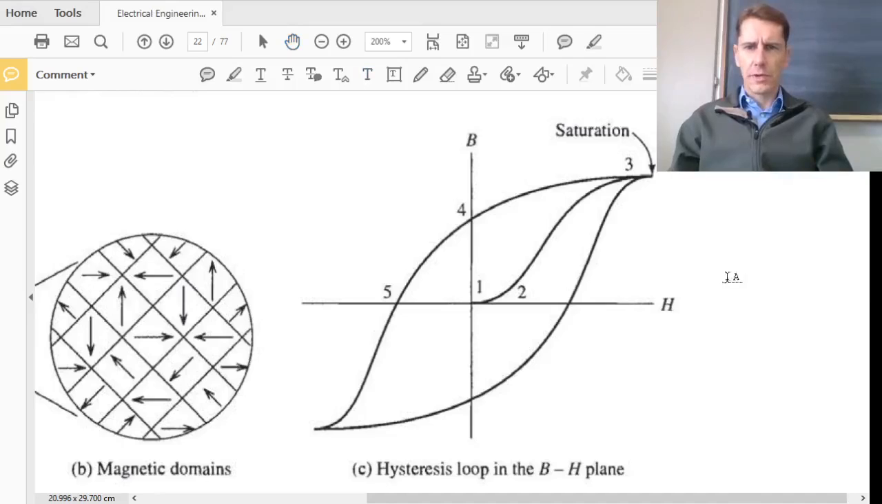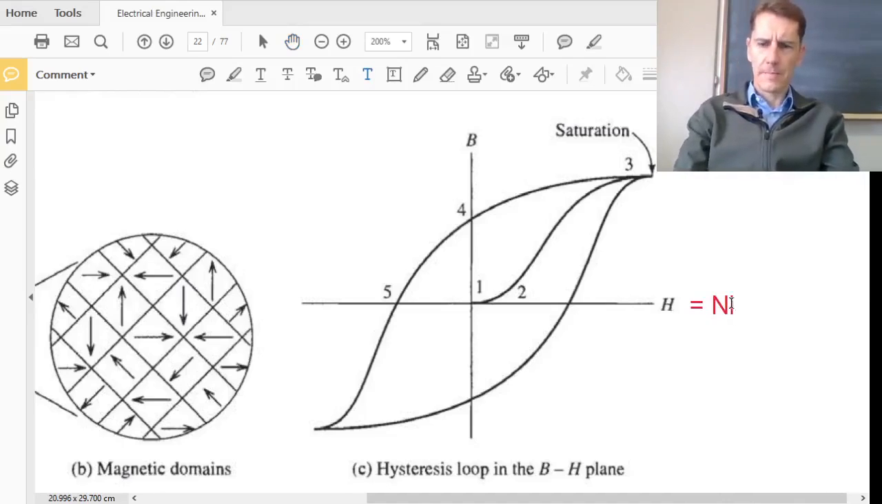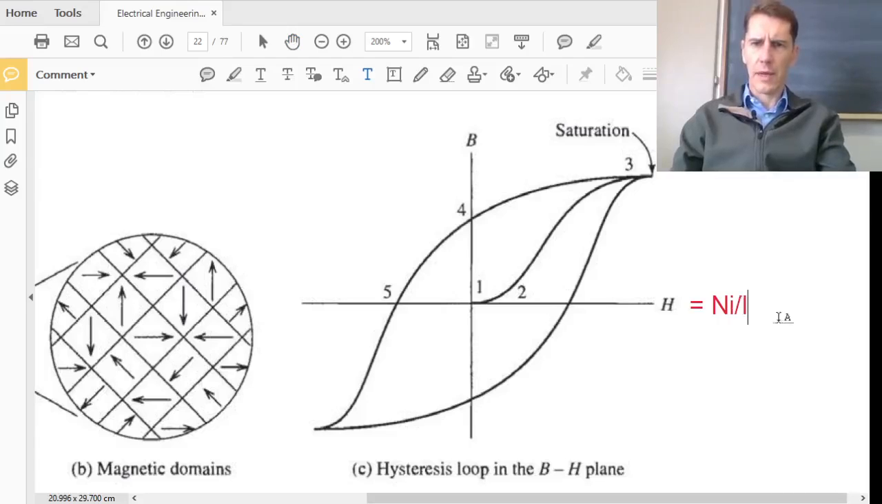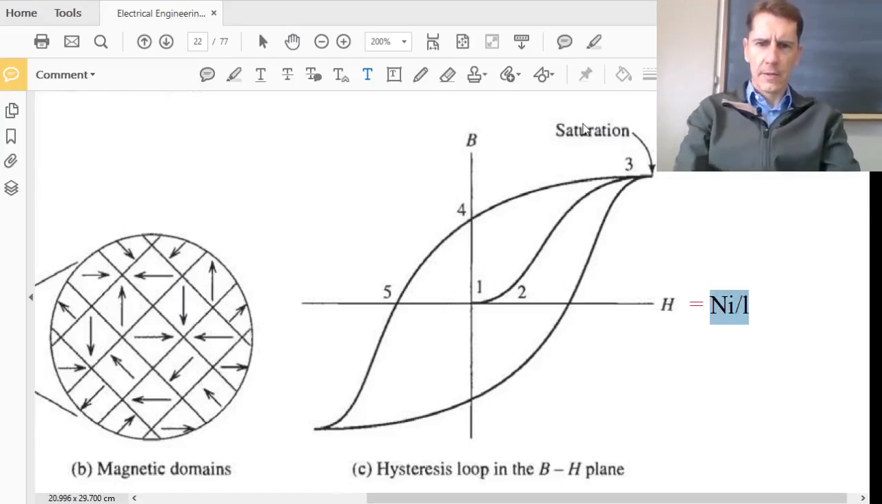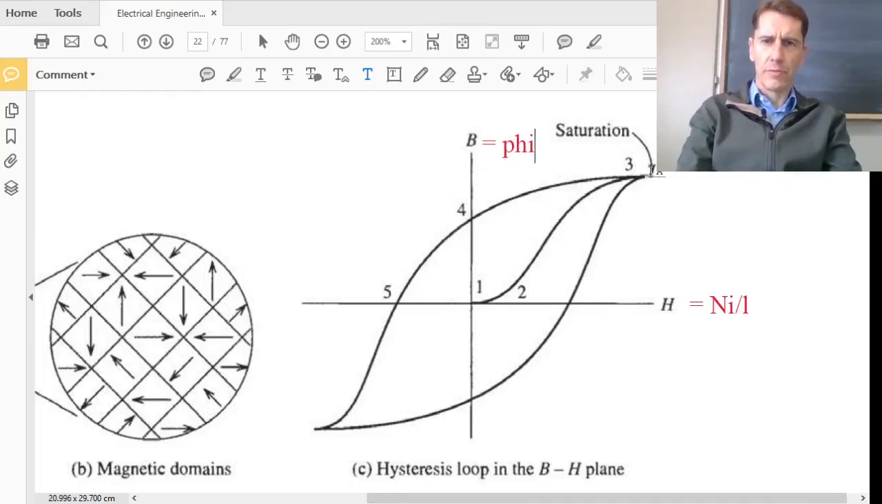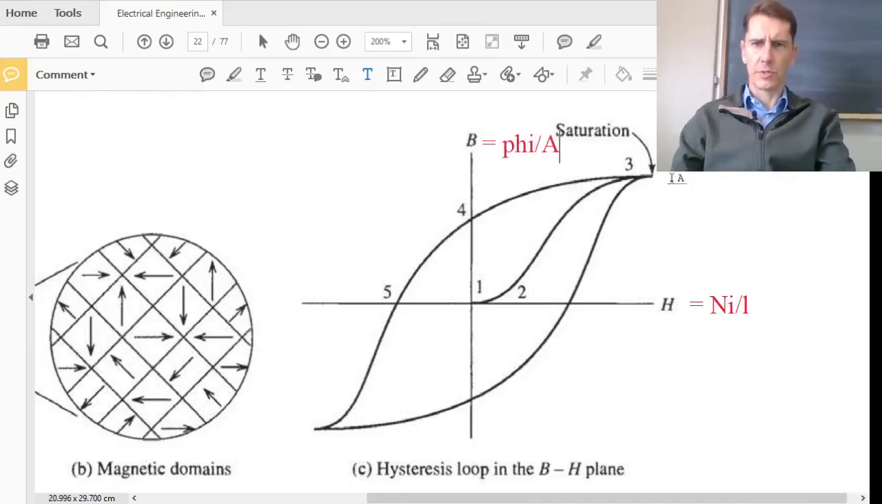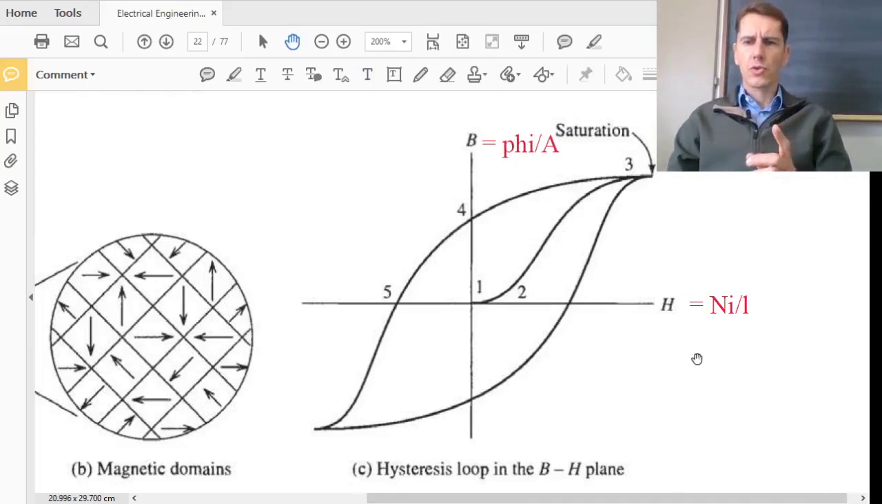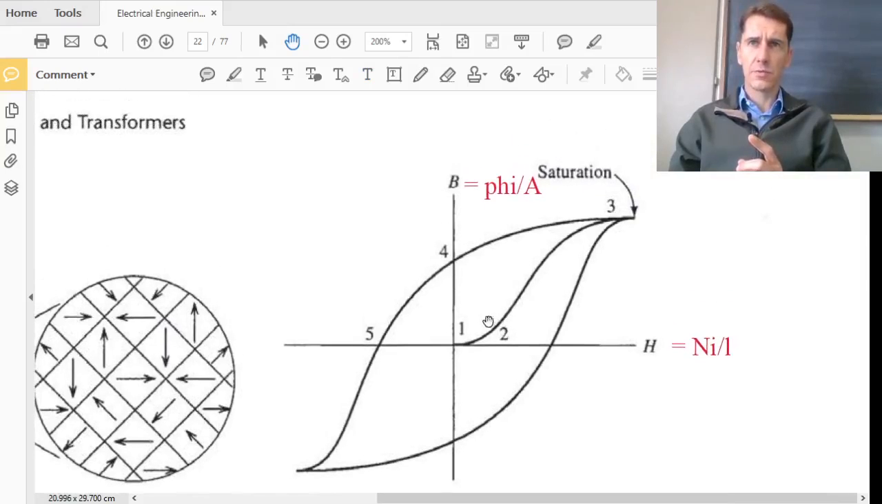Now I actually wanted to put a little note here. Remember, H equals Ni divided by L. That comes from Ampere's law: N, the number of turns, times current i, divided by the length. And B, remember, equals phi divided by area. So we control the H by controlling the current. So we increase the current.